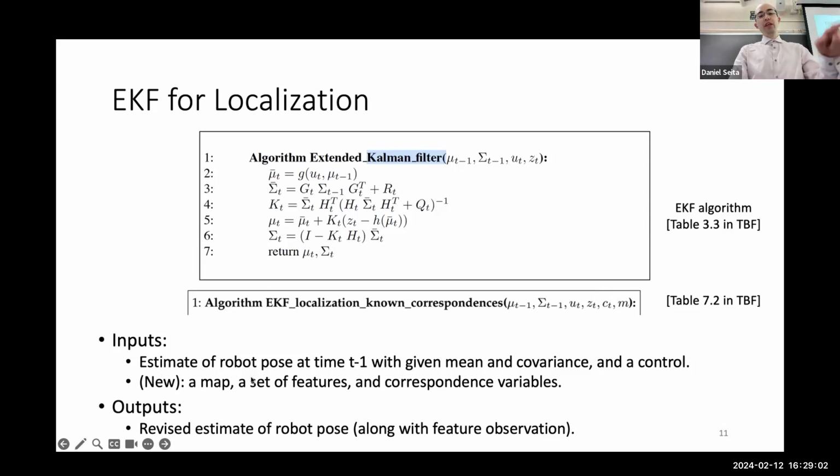A set of features, you should think of as being part of the measurement here. So a set of features is like part of z here. And then the corresponding variables are c_t. Don't spend too much time thinking about what the correspondence variables mean. They're just integers that tell you this landmark corresponds to this thing. If you don't assume known correspondences, then this wouldn't be part of the input. You would have to come up with some model that gives a probability distribution over what we think each landmark is. But let's keep it simple for now. So this is the input.